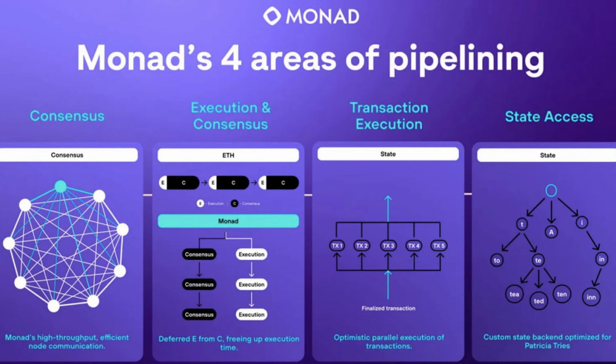And there are 4 major improvements. Those 4 improvements are number 1, parallel execution. Number 2, a custom state database called MonadDB. Number 3, asynchronous execution. And number 4, a high performance consensus mechanism, which we call Monad BFT, which is pipelined 2-phase HotStuff consensus. And I'll talk about each of those, but I just wanted to give that as a high level overview. 4 major improvements.